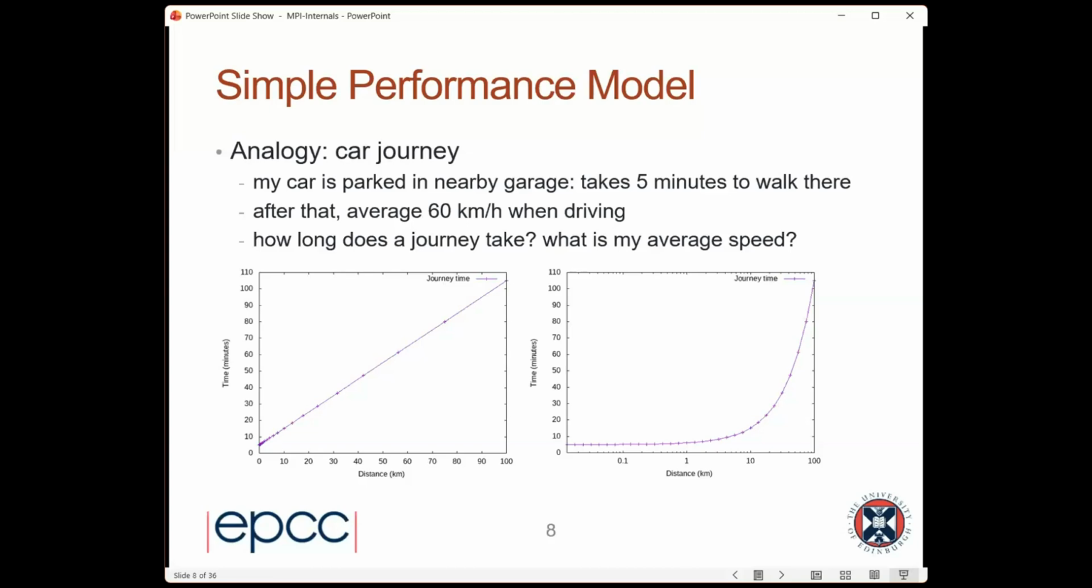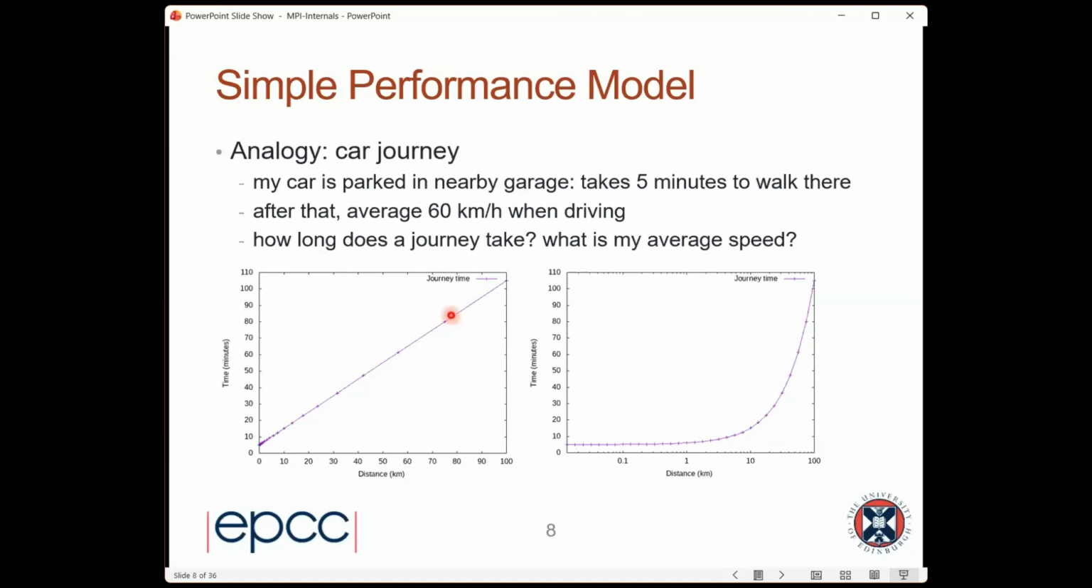How does the time taken to send a message between two processes depend on things like where the processes are, are they on the same node or different nodes? But more fundamentally, how does it depend on the message length, how much data you send? And that dependence isn't as simple as you might think. But the simple performance model, the thing you have in the back of your head, is best illustrated by a car analogy. I'm not mad keen on cars, but I always think cars and travel are very good analogies for parallel computing.